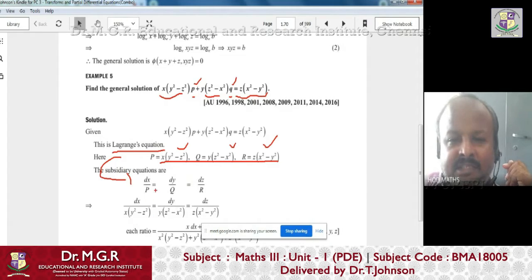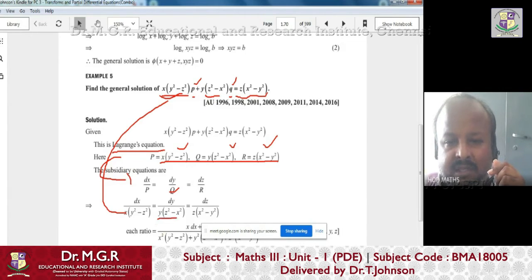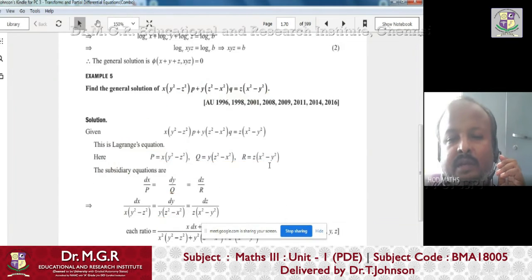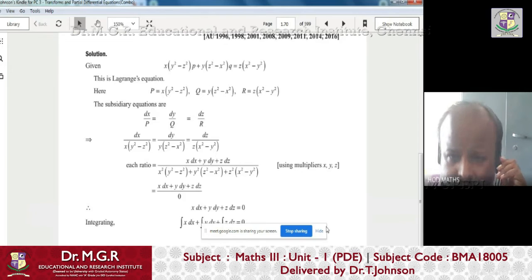So dx by P, where P is x into y square minus z square, you have to write in the denominator. And Q, what is Q? The coefficient of small q, that is y into z square minus x square. And what is R? That is the right hand side. Once you write all these three things, then you have to try to solve it.